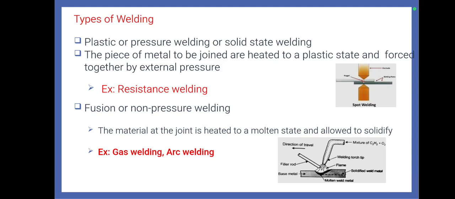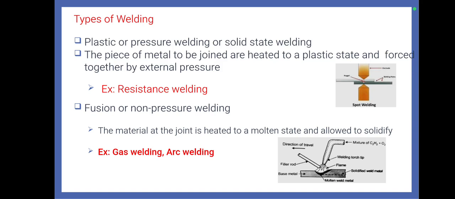The welding process can be classified into two main types. One is plastic or pressure welding and another one is fusion or non-pressure welding. What is plastic or pressure welding?